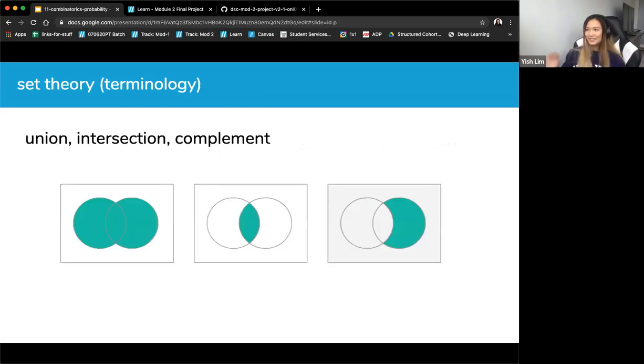So cool. So first, set theory. And the most important thing about set theory is just the terminology. The labs go way more in depth on this, but I think the main things to take away from set theory are these three terms: the union, intersection, and complement. And also these Venn diagrams.